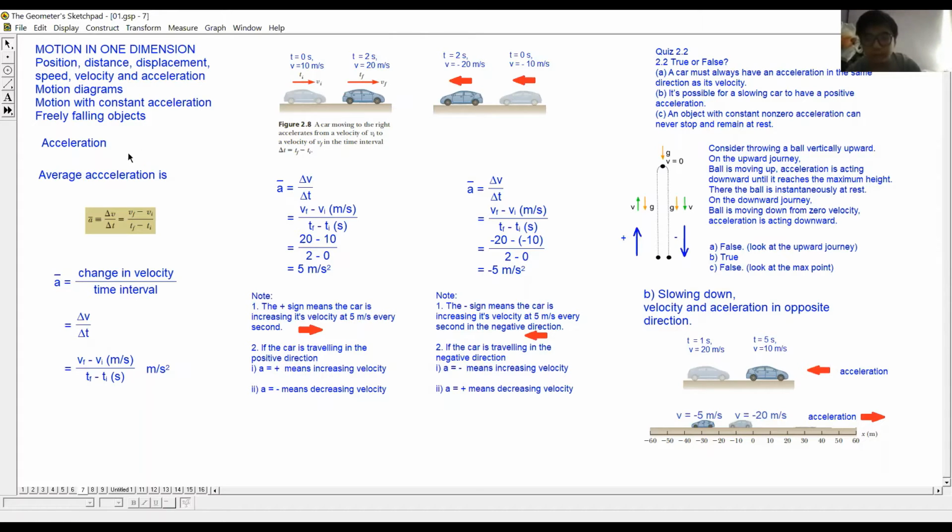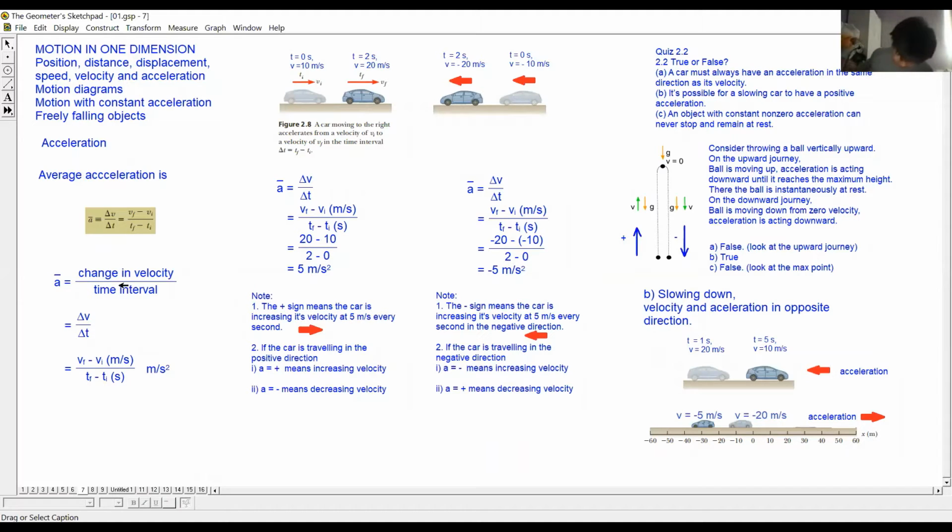So we look at the definition of average acceleration. The average acceleration is given by the symbol A with a bar at the top. This bar denotes average acceleration. It is defined as the change in velocity over the time interval. The change in velocity, as usual, we use the delta notation: delta V over delta T, the change in velocity divided by the change in time, or the time interval.